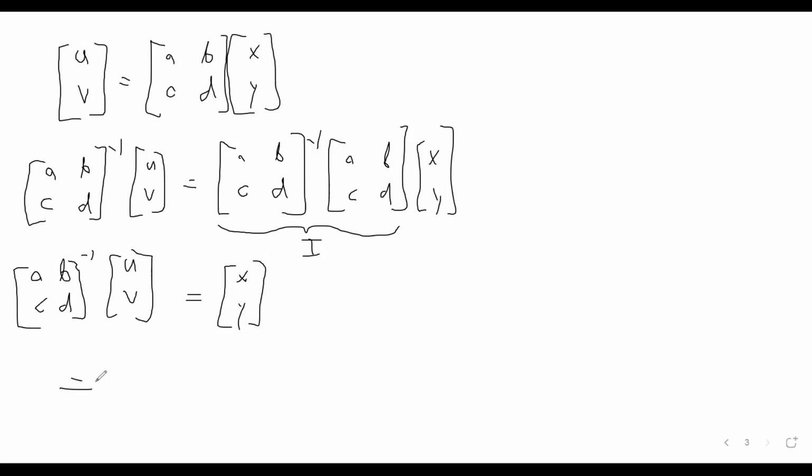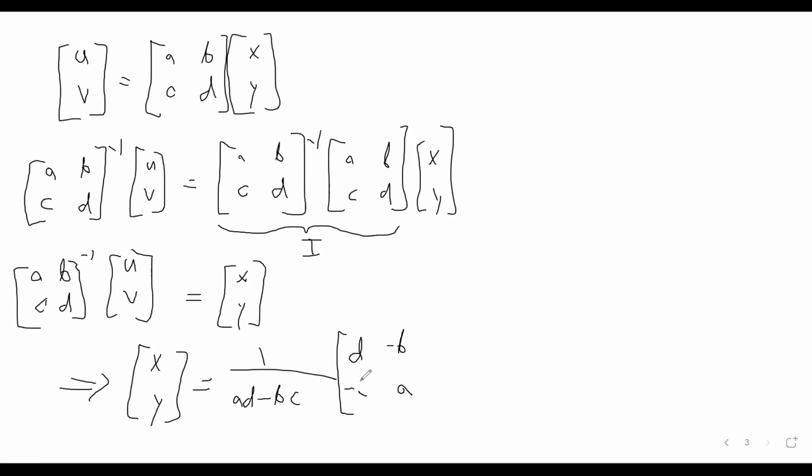That implies that the matrix xy is equal to the inverse of that matrix, which is 1 over AD minus BC times, you switch the main diagonal entries, so you have D, A, and you negate the off diagonal entries, so you get negative B, negative C. And you still multiply it by UV. Now you have solved for xy.